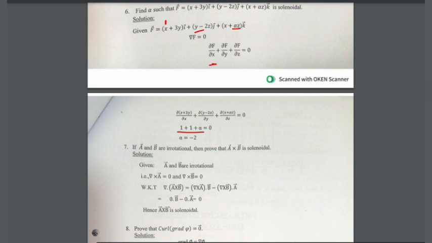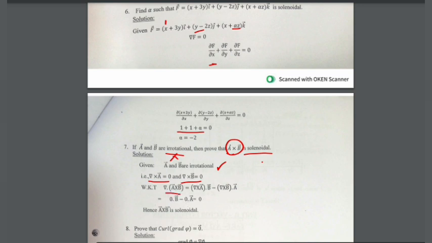The next question: we need to prove if a and b vectors are irrotational, then prove that a vector cross b vector is solenoidal. Irrotational denotes the curl value, solenoidal denotes the divergence value. Given that a vector and b vector are irrotational, which means del cross a vector equals 0 and del cross b vector equals 0. Now I need to show that a vector cross b vector is solenoidal.